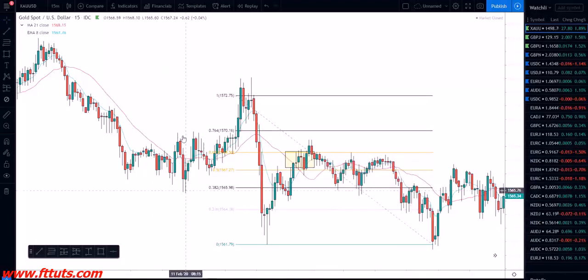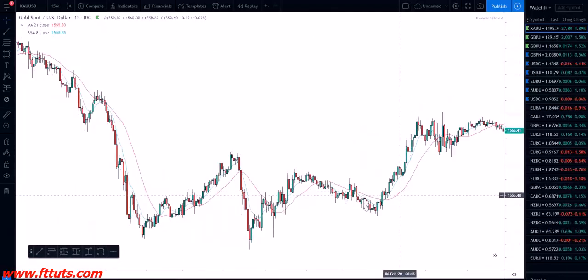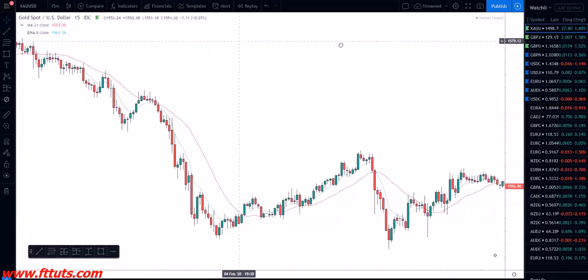Do you believe it's that simple? Because it really is. And I'm going to show you guys more examples just to prove it to you how simple it is. And it's the same thing on the 5 minutes. Same setups. Look at this.